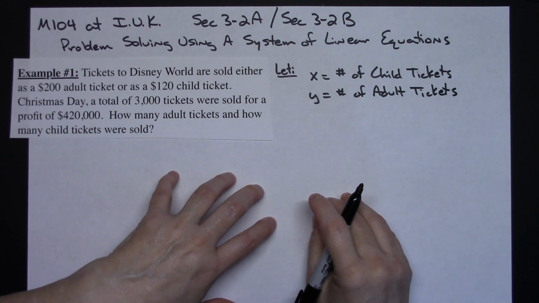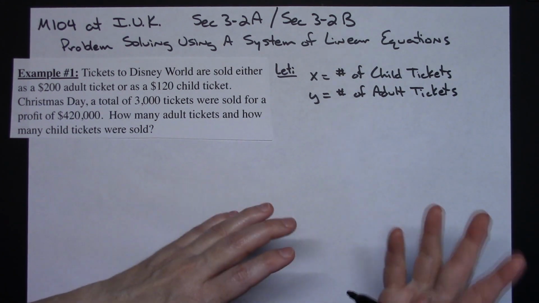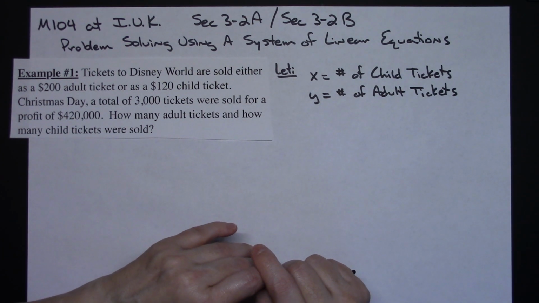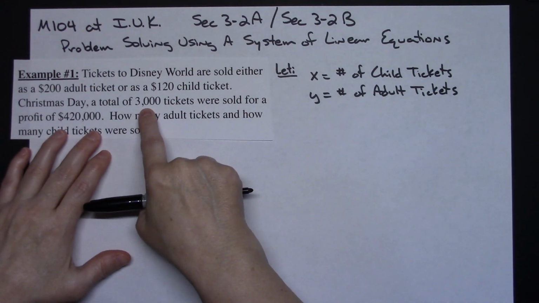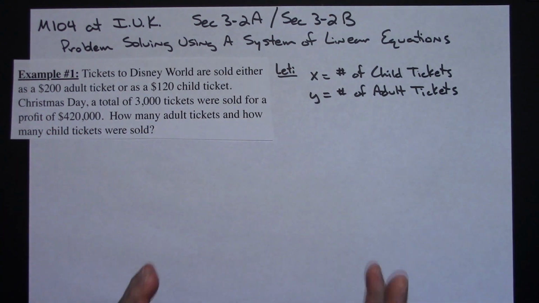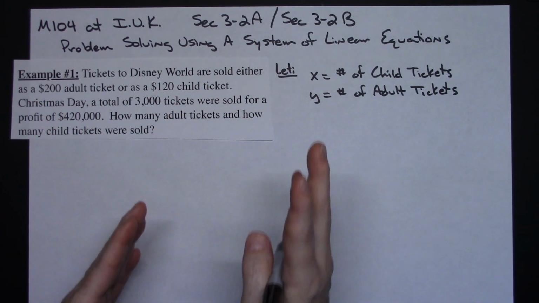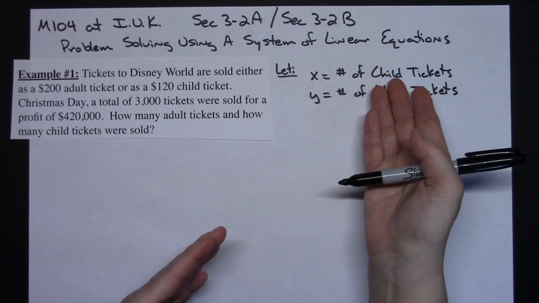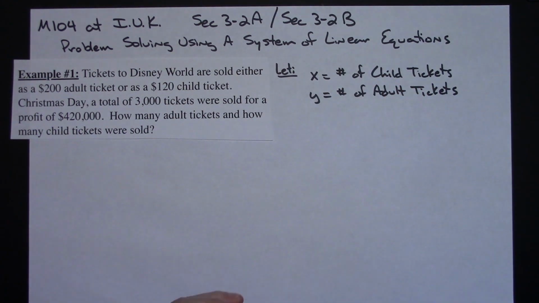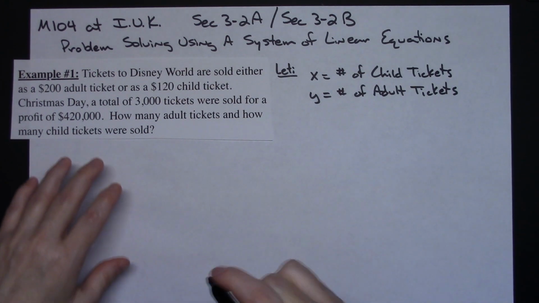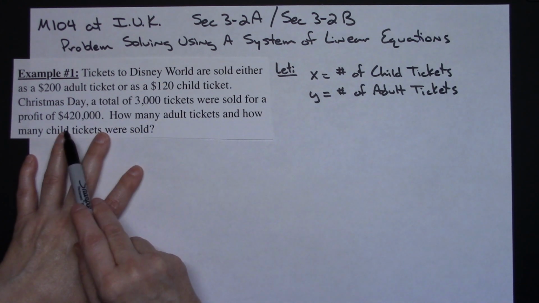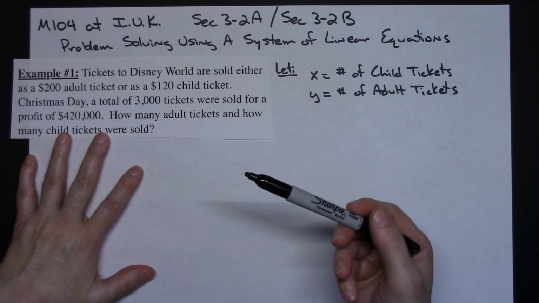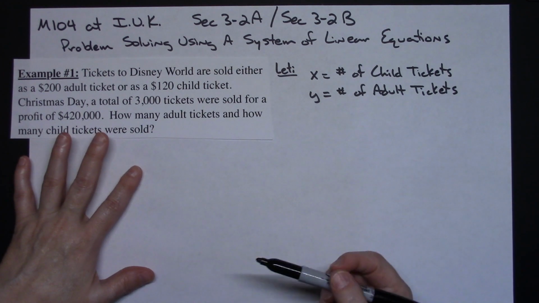Now I need to write two equations to be able to have a system of equations. There's basically two parts to this. It gives me 3,000 total tickets. So I know how many total tickets there are, and I know that X represents child tickets and Y represents adult tickets, so I can write an equation there. And then the second equation is going to be based on the money. It tells me the adult tickets are 200, child's 120, and then 420. So then your second equation is going to be dealing with the money.